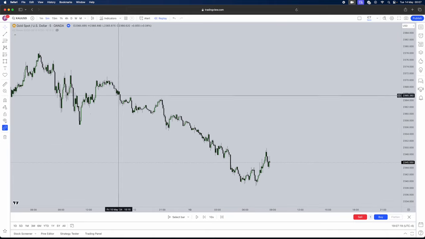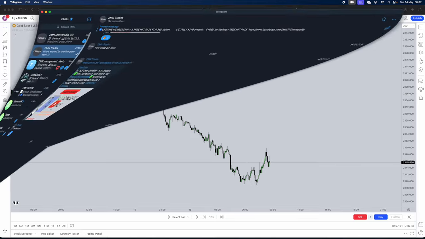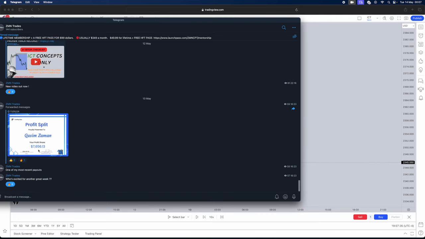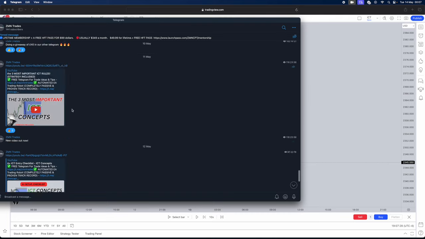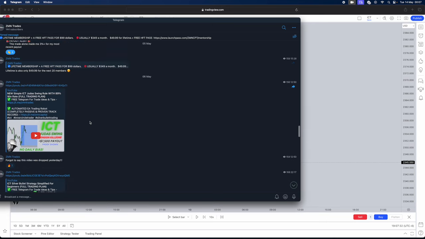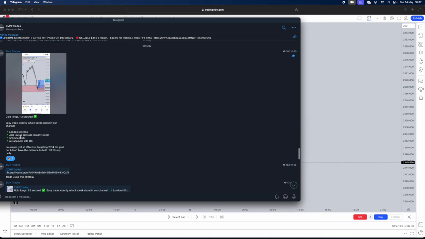So first things first, I do want to prove to you guys that I do use order blocks myself. Here is our Telegram. As you can see, I had a most recent payout of $7,500. Had another payout of £7,500 within literally a week apart from each other. As you can see here, I do use order blocks. Order blocks are one of my favorite entry techniques. Very profitable, very simple.